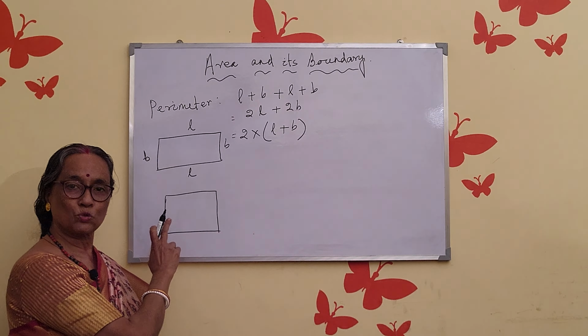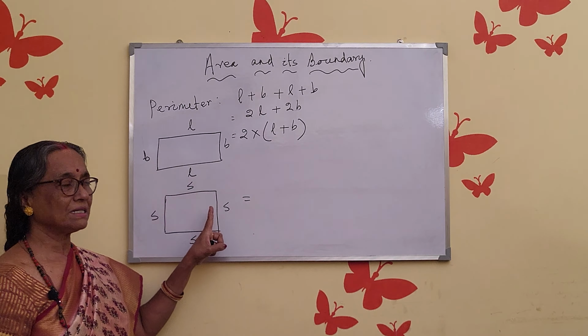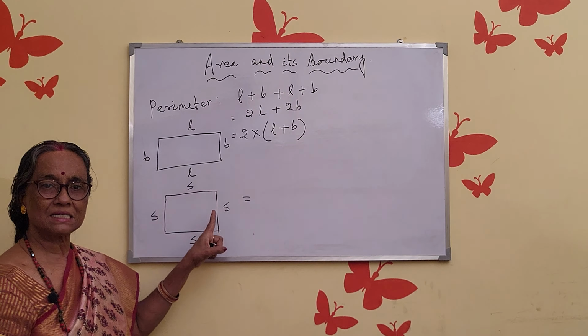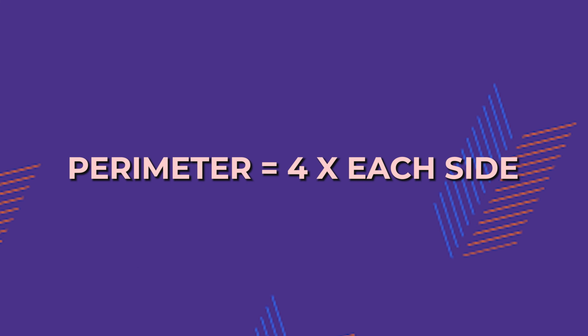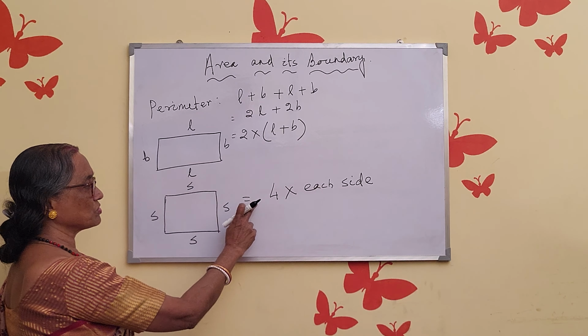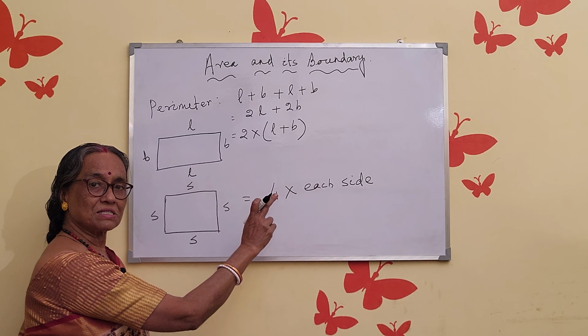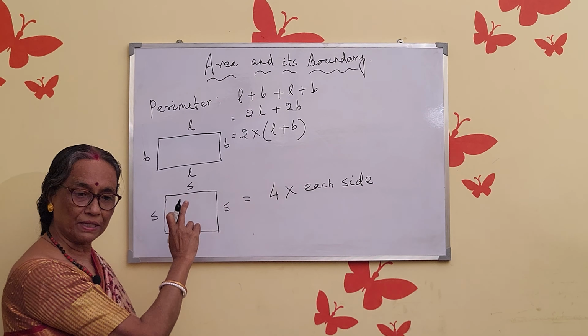This is a square. How many sides are there? 4 sides are there. So, this is one side. Therefore, we know that perimeter is the total boundary of the shape. How many sides are there? 4 sides are there. Therefore, perimeter is 4 into each side. Okay. Therefore, perimeter of a rectangle is 2 into length plus breadth and perimeter of a square is 4 into each side. We use the linear unit in perimeter.